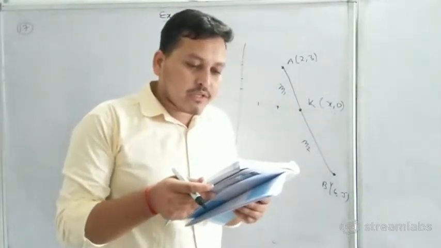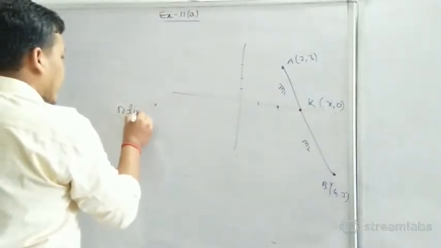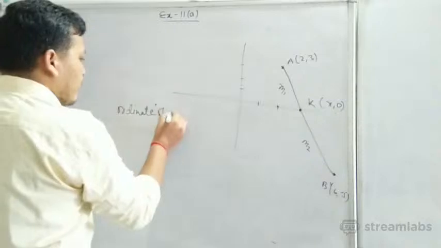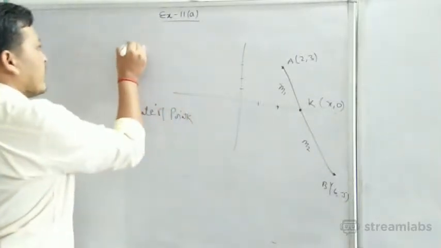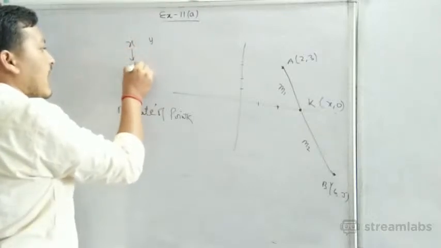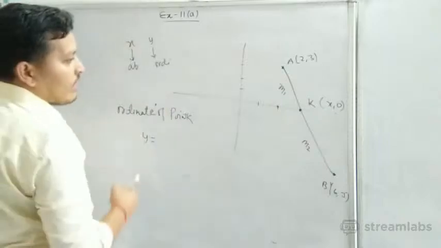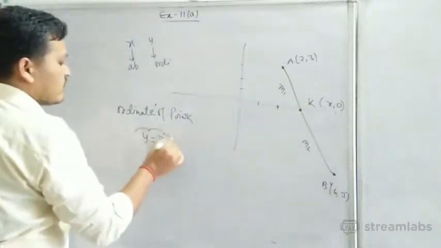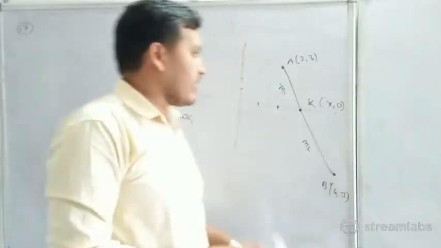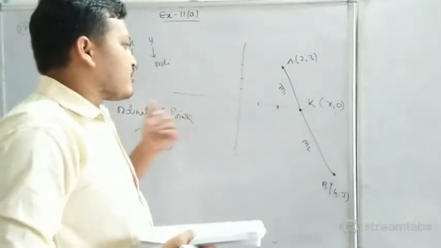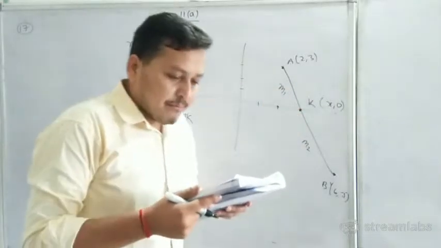Write down the ordinate of the point K. Of a point, one is x and the second is y. X is known as abscissa and y is known as ordinate. So ordinate means y. What is the y at this point? Y is equal to 0 at this point. Clear? Very good. And the second part, the ratio: by using the formula of y, you can calculate the values of M1 and M2.